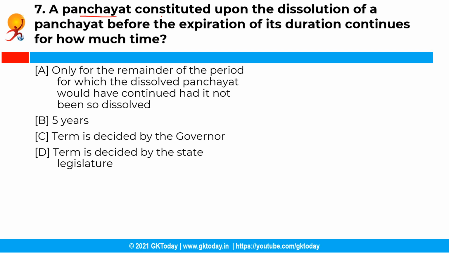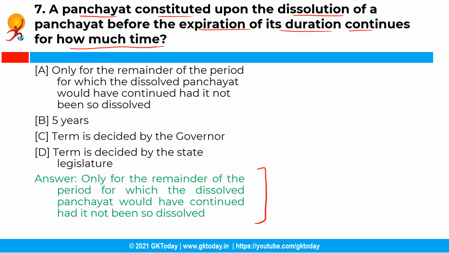Now the next question is, a panchayat constituted upon the dissolution of panchayat before the expiration of its duration continues for how much time? So you have the following options and the correct answer is option A, that is only for the remainder of the period for which the dissolved panchayat would have continued had it not been so dissolved. See, basically a panchayat which is constituted upon the dissolution of panchayat before the expiration of its duration continues only for the remainder of the period for which the dissolved panchayat would have been continued had it not been dissolved.